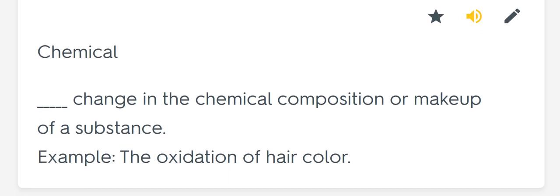Chemical change is a change in the chemical composition or makeup of a substance. Example: the oxidation of hair color.